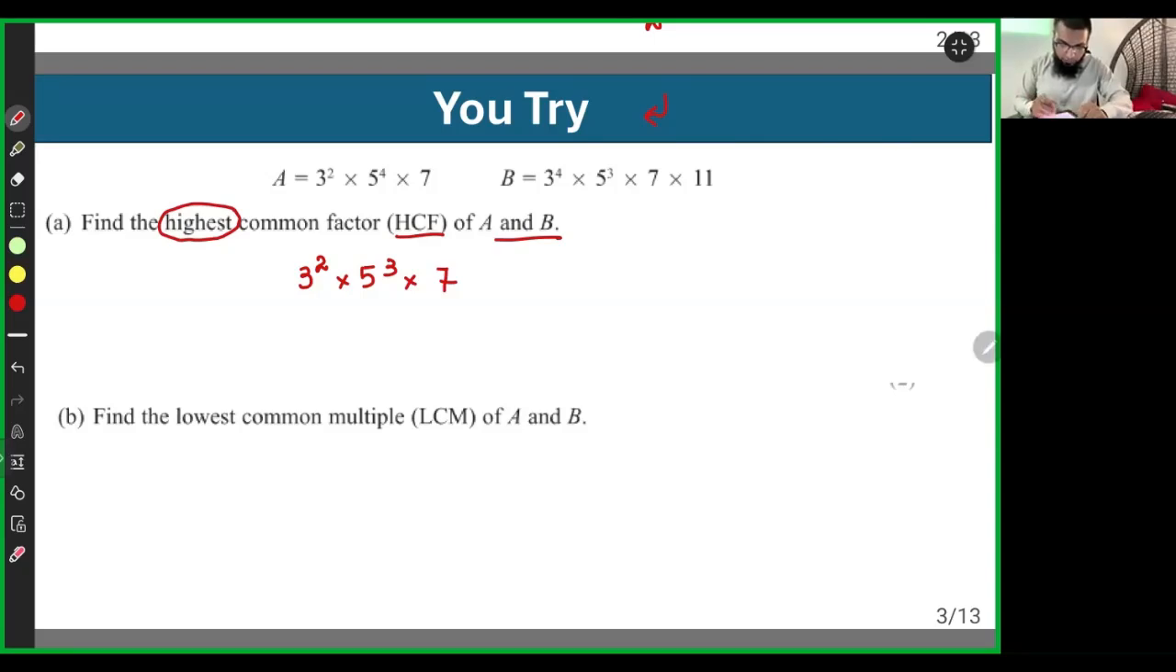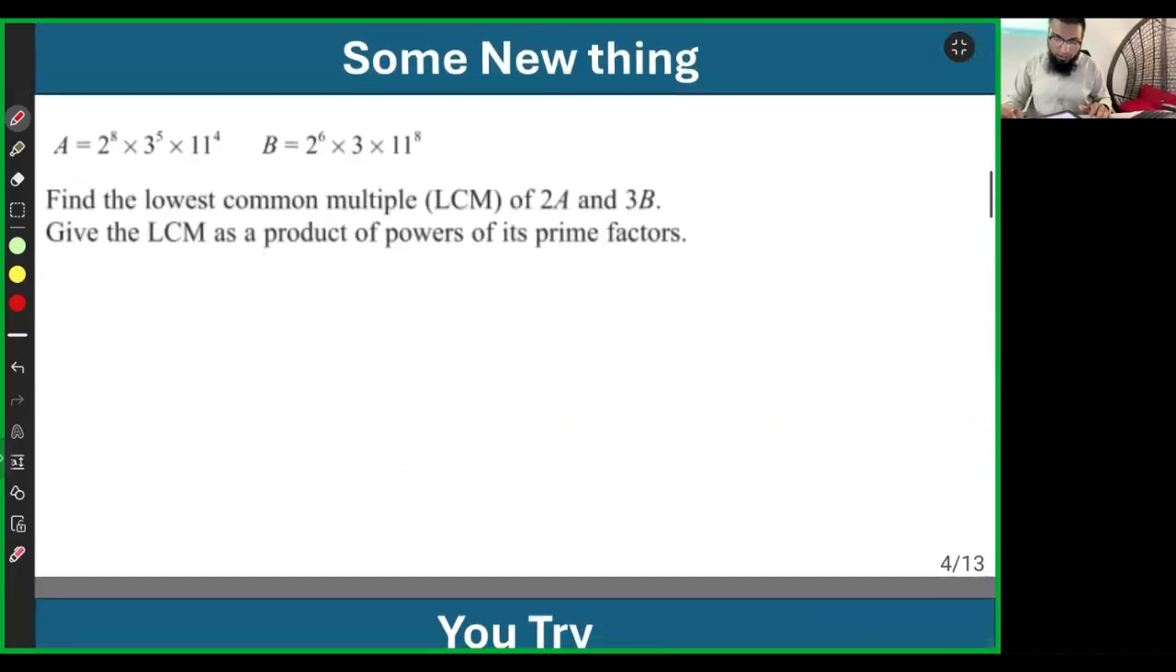For the LCM, we need to pick the highest power. Got it? So हमारे पास highest power क्या आएगी यहाँ पे? 3 raised to the power 4 times 5 raised to the power 4 times 7 times 11. So if you're not having any common, you need to write down the common. Okay? You need to write down that number in the LCM thing. Okay, well, anyways, so some new things.